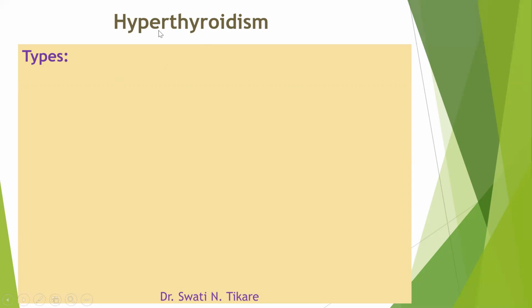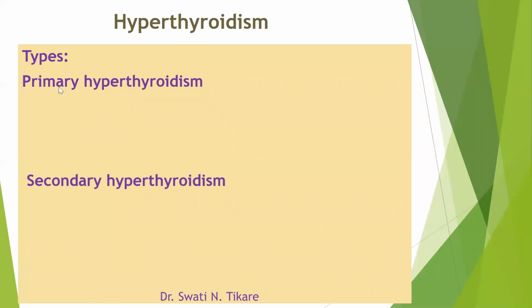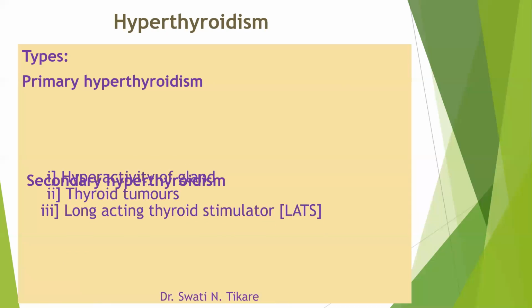Now moving on to hyperthyroidism. There are two types, primary and secondary hyperthyroidism. Okay. Again, we have now clearly understood what we mean by primary and secondary. So primary hyperthyroidism is when excess T3, T4 is formed. The problem lies in the thyroid gland itself. Secondary hyperthyroidism: excess stimulation is there to the thyroid gland by maybe the presence of excess TSH. That's why there is excess T3, T4 that is formed.